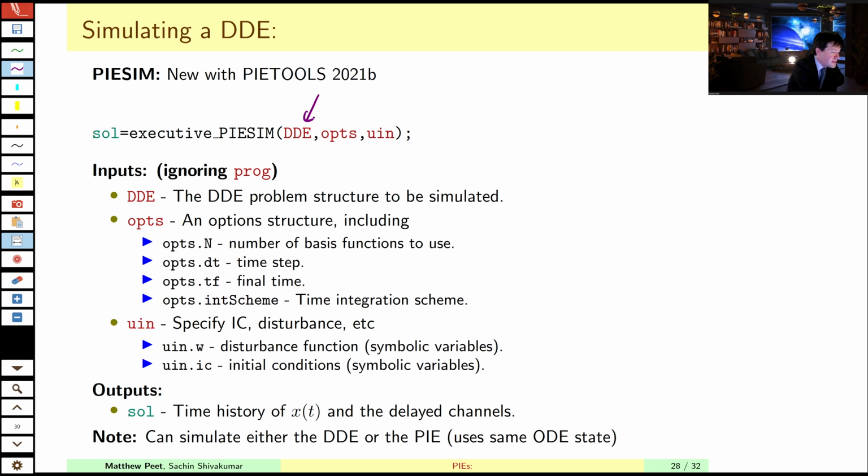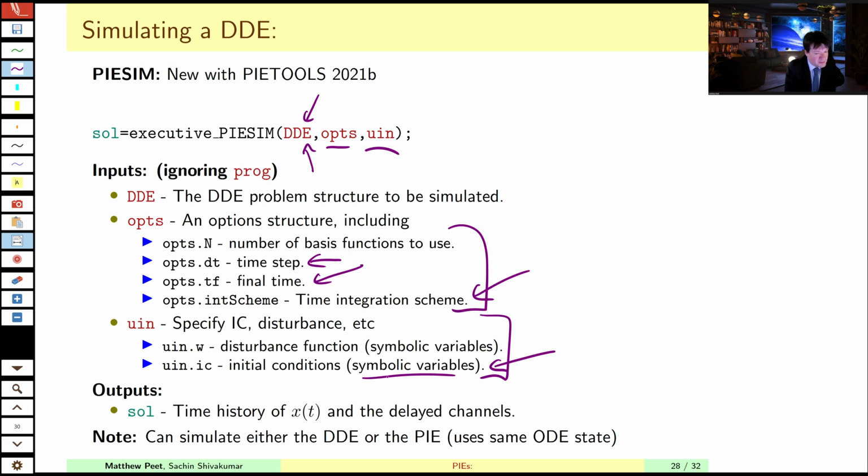They take either a DDE or a PI input structure. So that's just the model structure. And then there's a couple inputs and a couple options. The options are the number of basis functions to use, so that's accuracy. The time step also influences accuracy. Then the final time, how long you want to simulate it for, and there are several optional integration schemes you can use. In addition, you can specify the initial conditions here using symbolic variables.